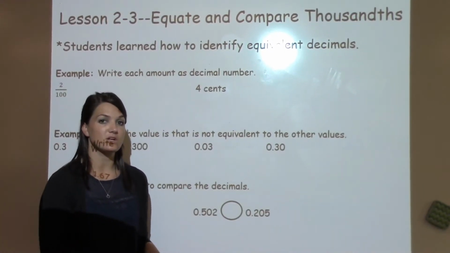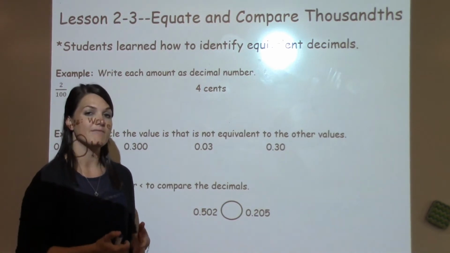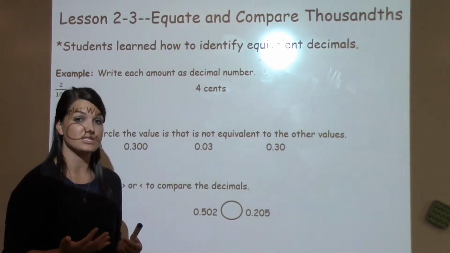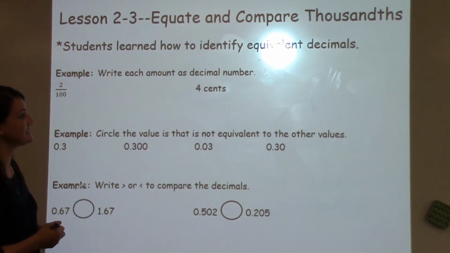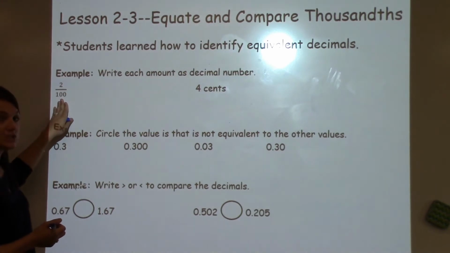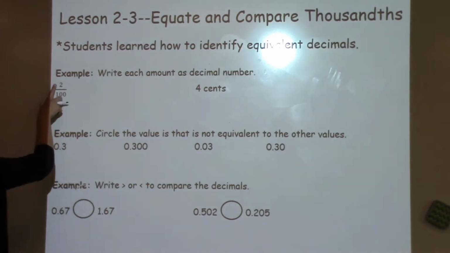Today's students took what they learned yesterday about decimals and applied it to finding equivalent decimals, focusing more on finding strategies for how they are the same. So, one example says to write each amount as a decimal number. Again, we have a fraction, and then we have a money question, and looking at decimals that are the same.